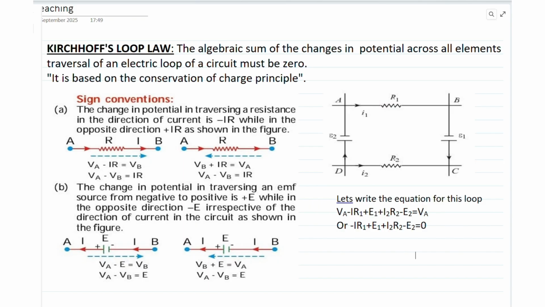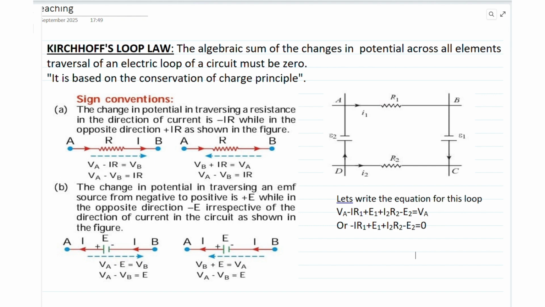You can see, irrespective of the direction of current, we are assigning plus E and minus E, right? This will be more clear when we do an illustration. But now let's write an equation for this given loop as per Kirchhoff's loop law.